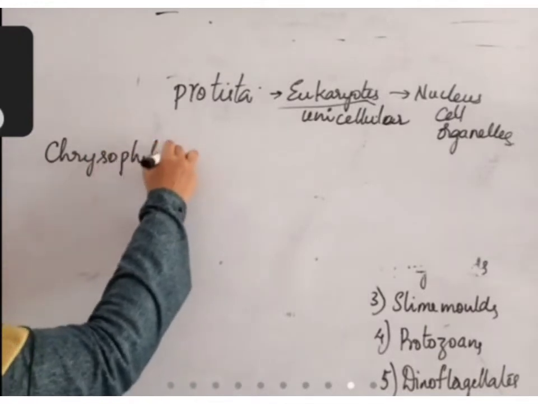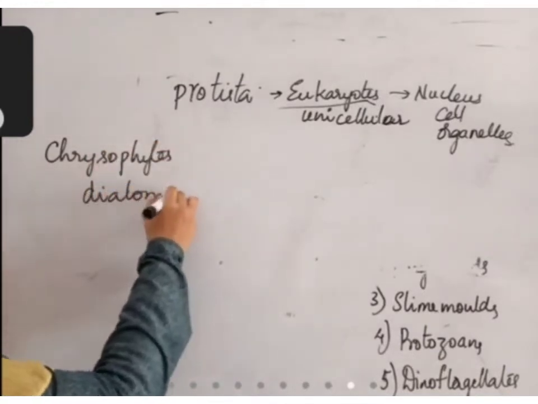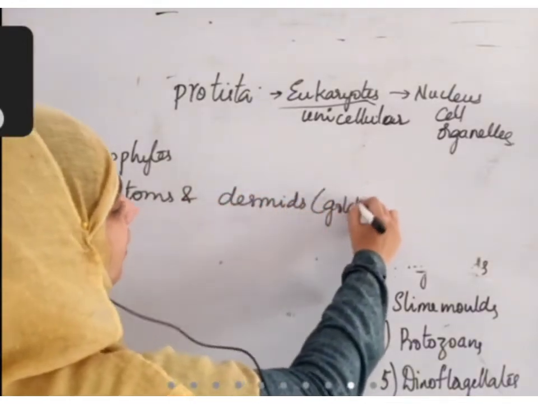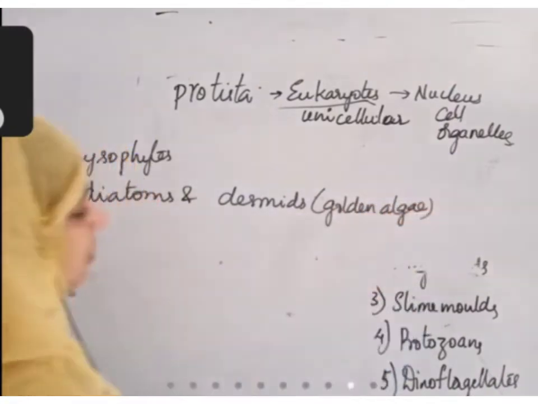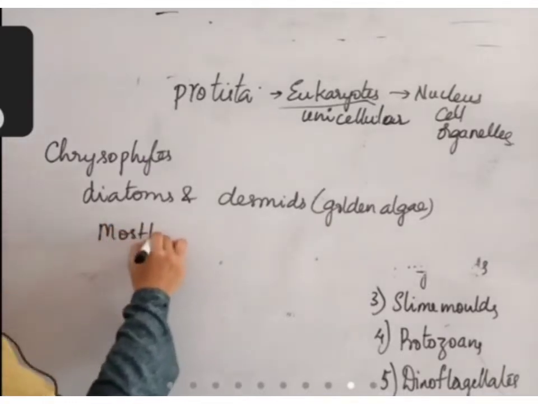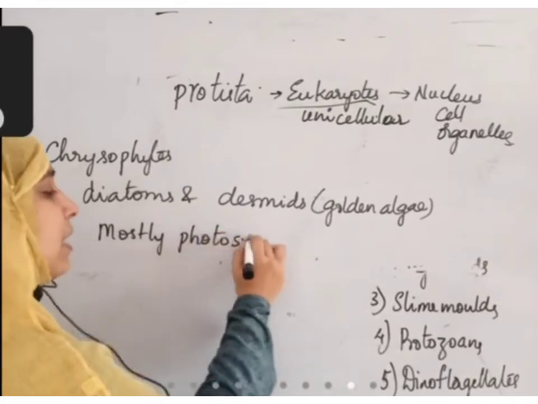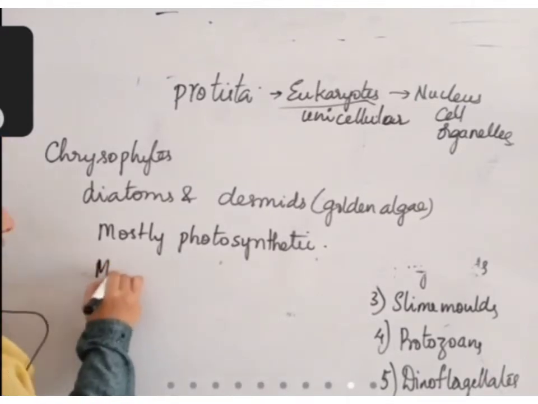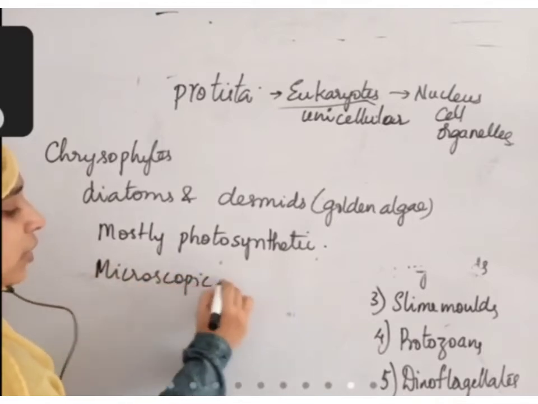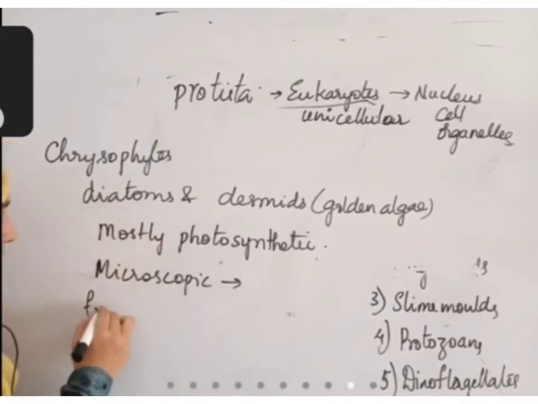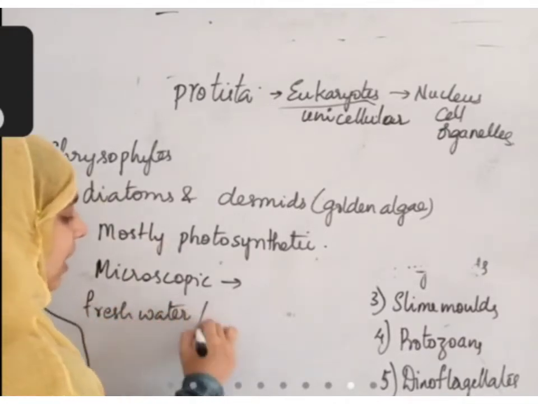Chrysophytes include diatoms and desmids. Desmids means golden algae. They are named so because they appear golden in color. And most of them are photosynthetic, that means they can make their own food. Next, they are microscopic. Since they are microscopic, they easily flow through the water currents. They live in fresh water as well as marine water.